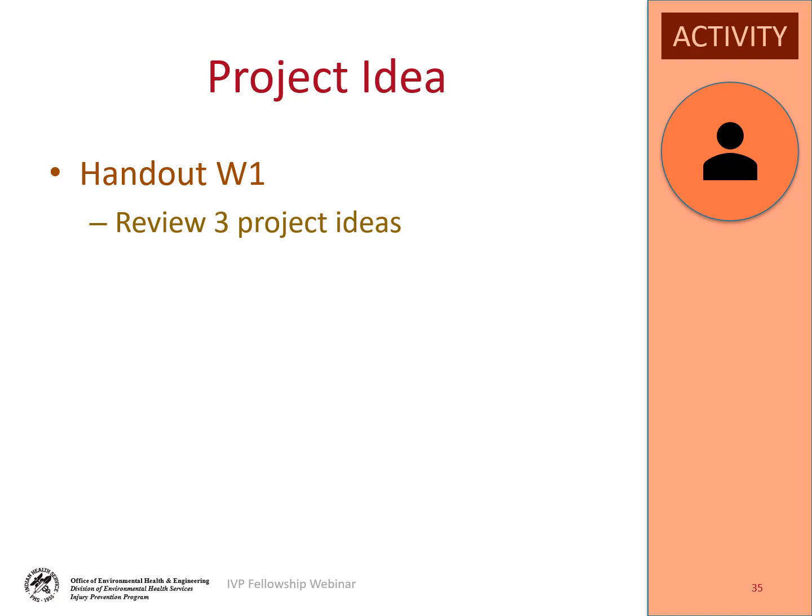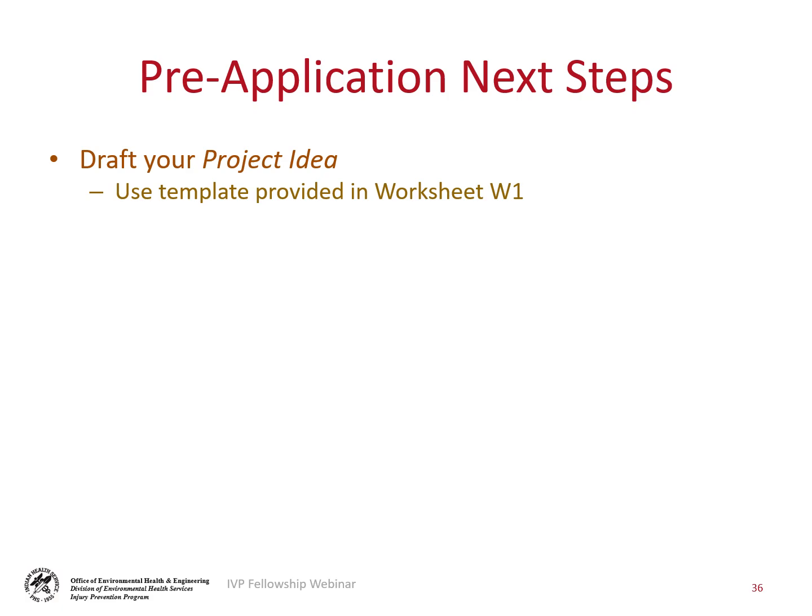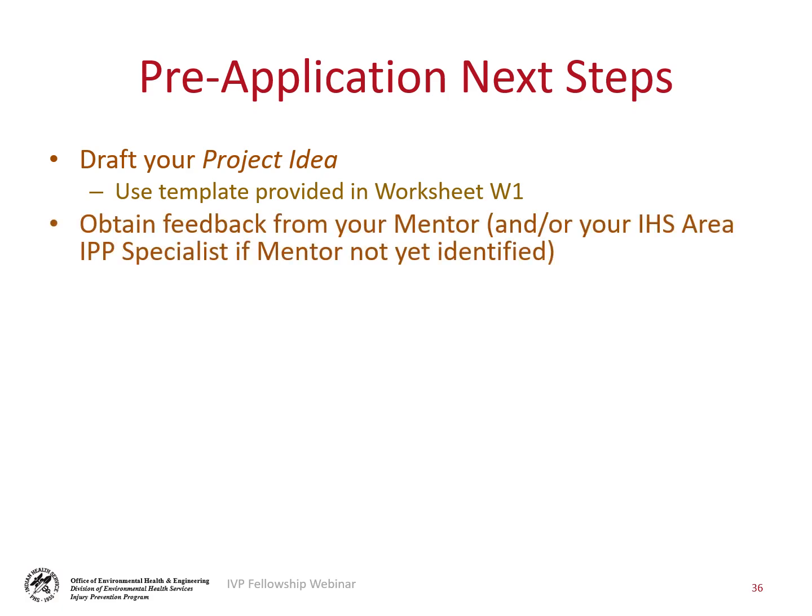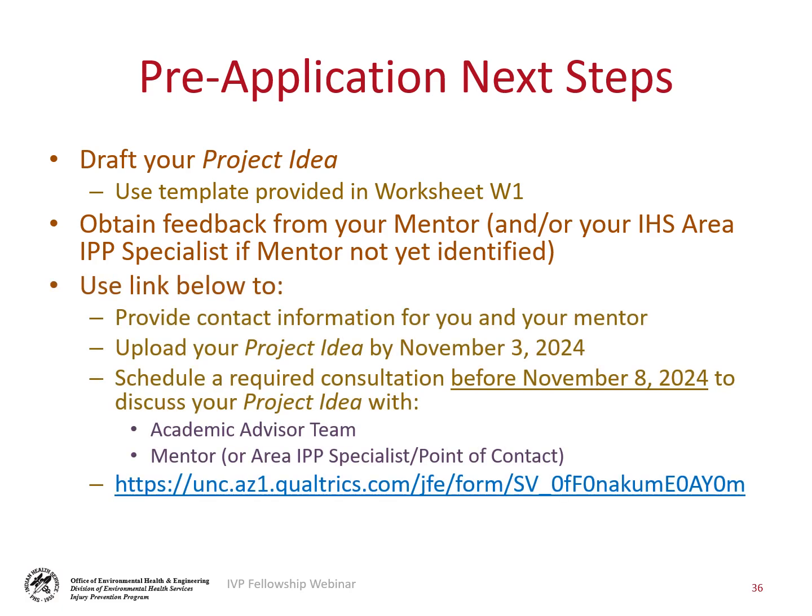Welcome back. We hope those example projects helped you see how a project idea can be outlined using the template we provide. The next step in the pre-application process involves you drafting your project idea and getting feedback from a few different people. One important person who should provide feedback on your project idea is your mentor, or the area or district IP program specialist, or the other point of contact. Once you and your mentor agree on a project idea, it's time to meet with the academic advisor team to get their feedback about your project idea.